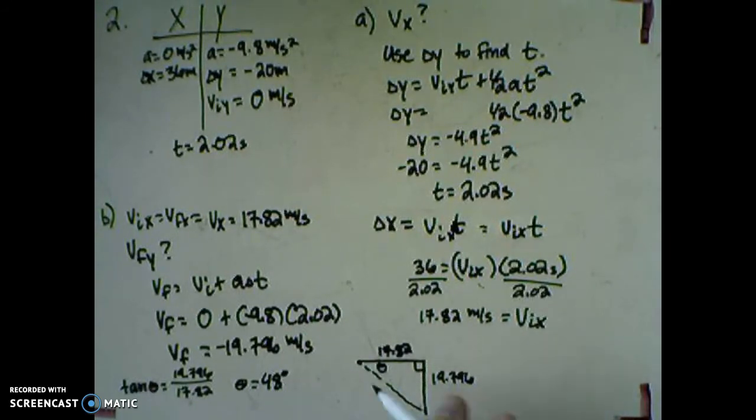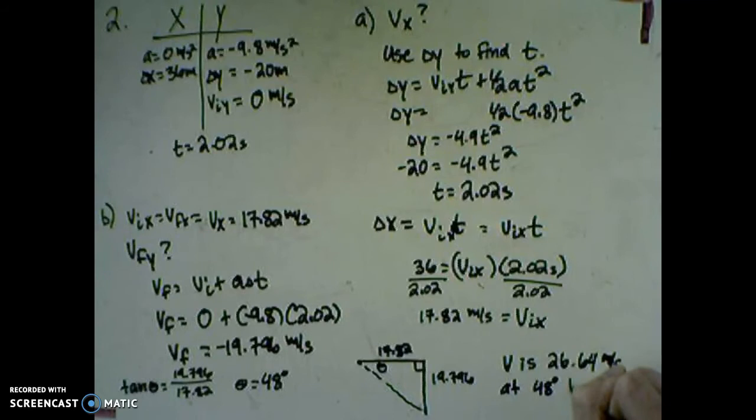And then I still need to find the value of the hypotenuse. To find the hypotenuse, I do the Pythagorean theorem. And so I have the square root of 17.82 squared plus 19.796 squared. The square root of that, again, gives me a final velocity of 26.64 meters per second at 48 degrees below the horizontal.